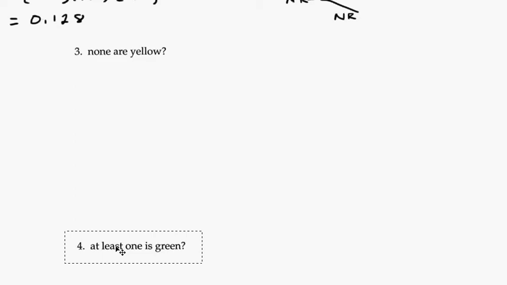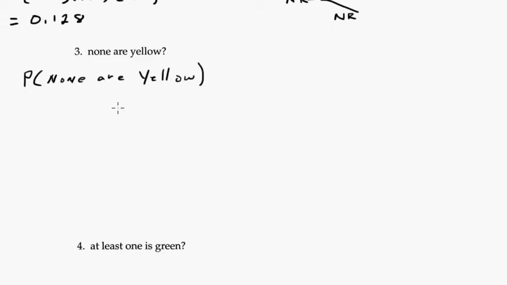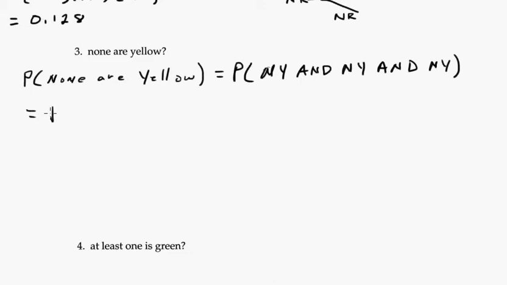Put it down here. We want to find the probability that none are yellow. So that would be the probability of not yellow, and not yellow, and not yellow. That's equal to, because they're AND functions, we multiply the probability of not yellow times the probability of not yellow times the probability of not yellow.